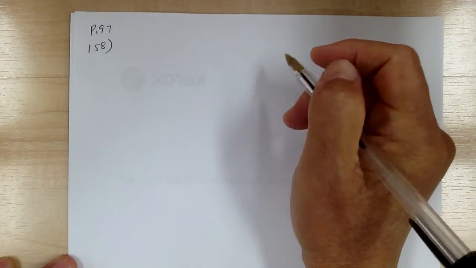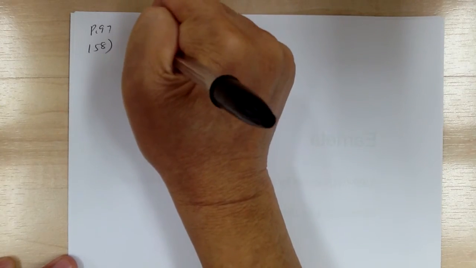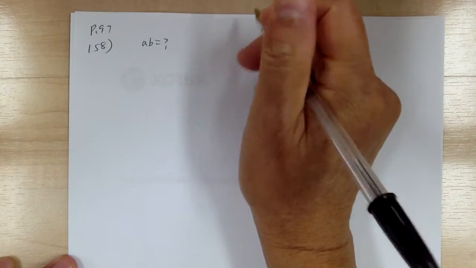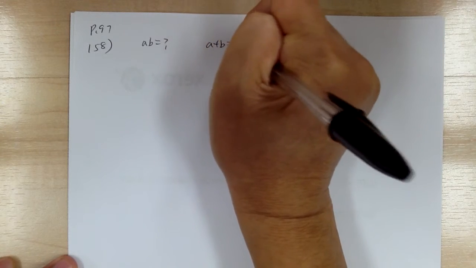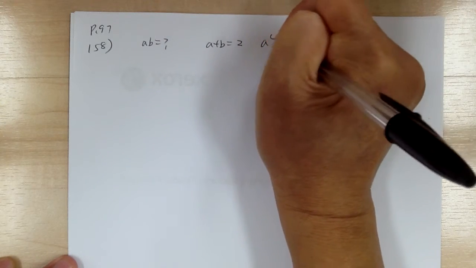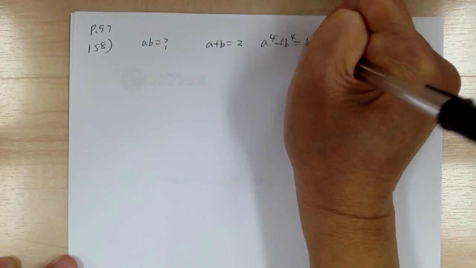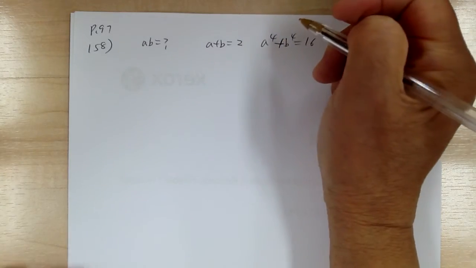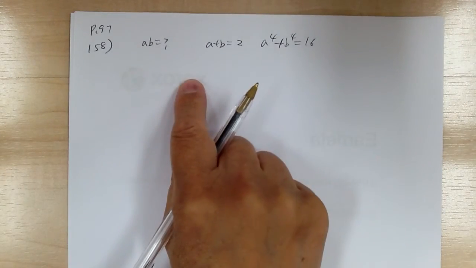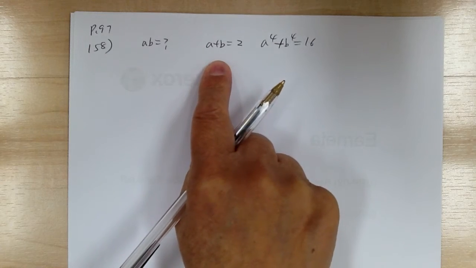It says find all the positive values of a, b, given that a plus b equals 2, and a to the 4 plus b to the 4 equals 16. Okay, so again, this is a fairly standard problem. So let's go ahead and square this and see what we get.